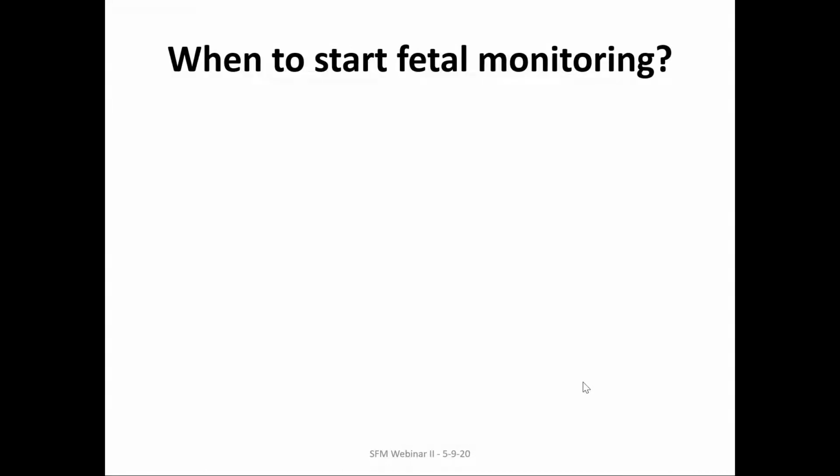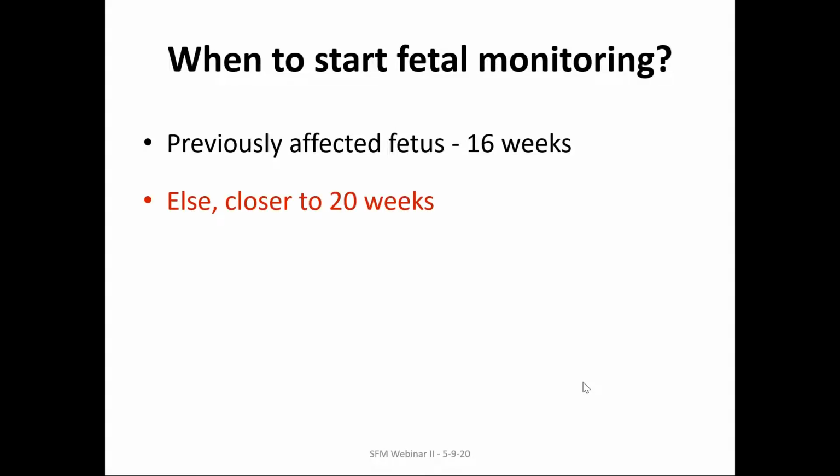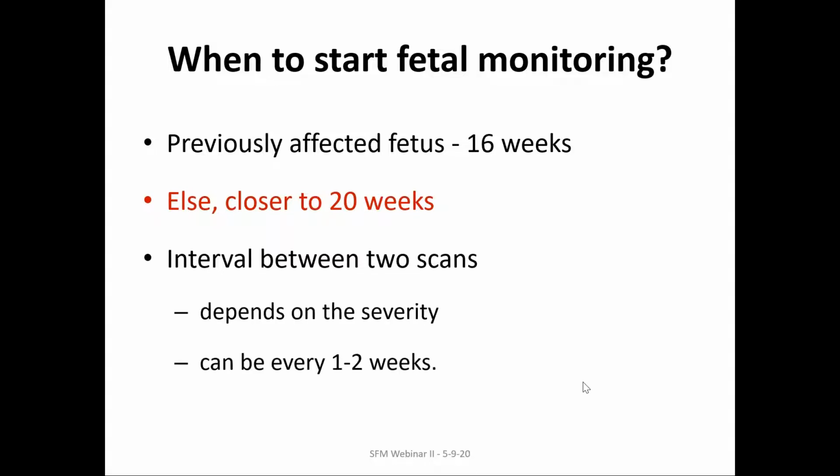Now, when do we start fetal monitoring for anemia? As I said, if there is a previously affected fetus, you would start 10 weeks prior to that event or 16 weeks, whichever is earlier. If there has been no prior affected pregnancy, you would start monitoring closer to 20 weeks of gestation. The interval between two scans is arbitrary, but would depend on the individual case and its severity. It can be anywhere between 1 to 2 weeks and is best left to the discretion of the consultant handling the case.